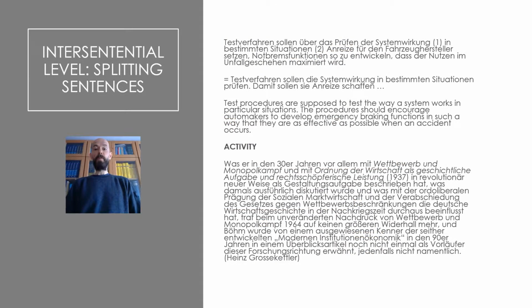Now here's a sentence about automobile manufacturing where the adverbial, the adjunct, carries a lot of weight, and this means we have to split the sentence into two parts and render it by means of two separate sentences in German. So let's have a look at this sentence. Testverfahren sollen über das Prüfen der Systemwirkung, that's the adverbial, in bestimmten Situationen, another adverbial. That's usually difficult if you have two adverbials in the same sentence in German. Anreize für den Fahrzeughersteller setzen, Notbremsfunktionen so zu entwickeln, dass der Nutzen im Unfallgeschehen maximiert wird.